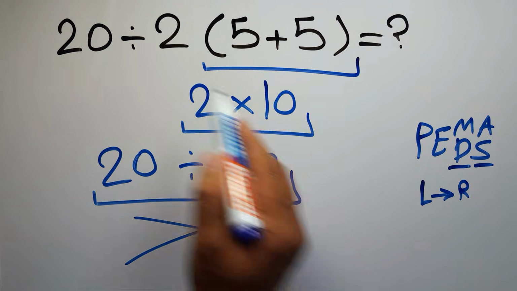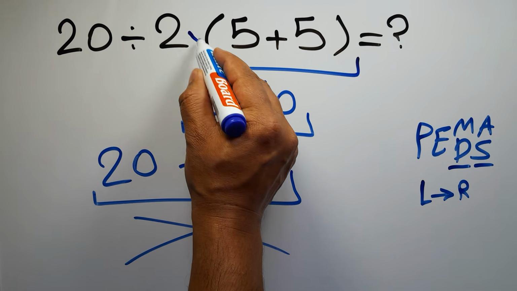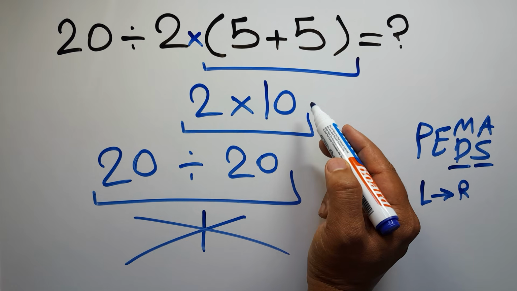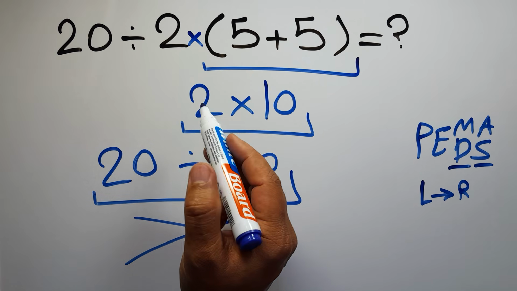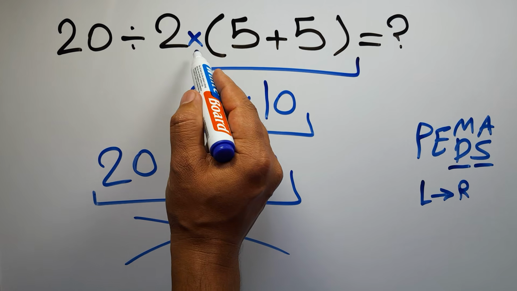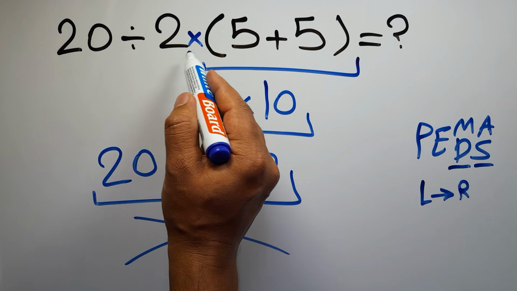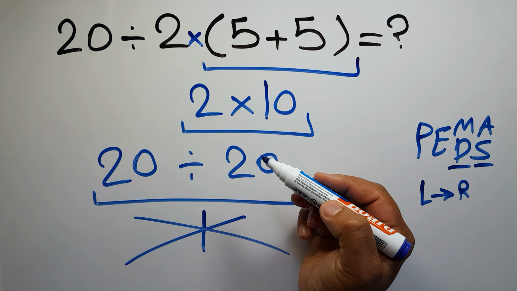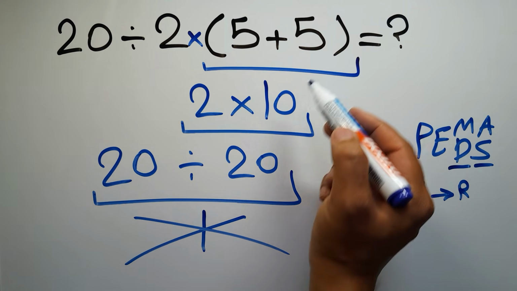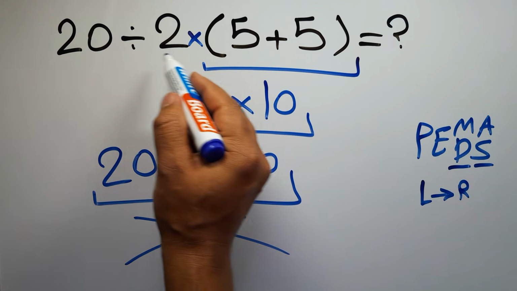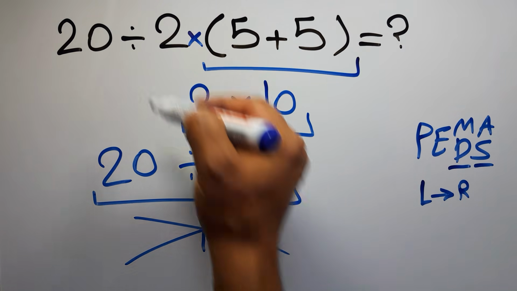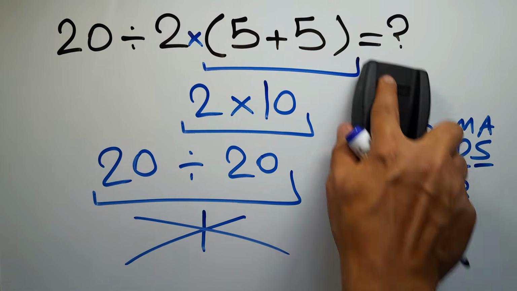In this expression, we have one division, one multiplication, and one parentheses. Inside this parentheses, we have one addition. Here we have a multiplication because in mathematics, when a number is placed next to parentheses, it means multiplication. And we usually don't write the multiplication sign for brevity. Okay, so according to the PEMDAS, first we have to do this parentheses, then this division, and finally this multiplication. If we do this multiplication before this division, it is wrong.